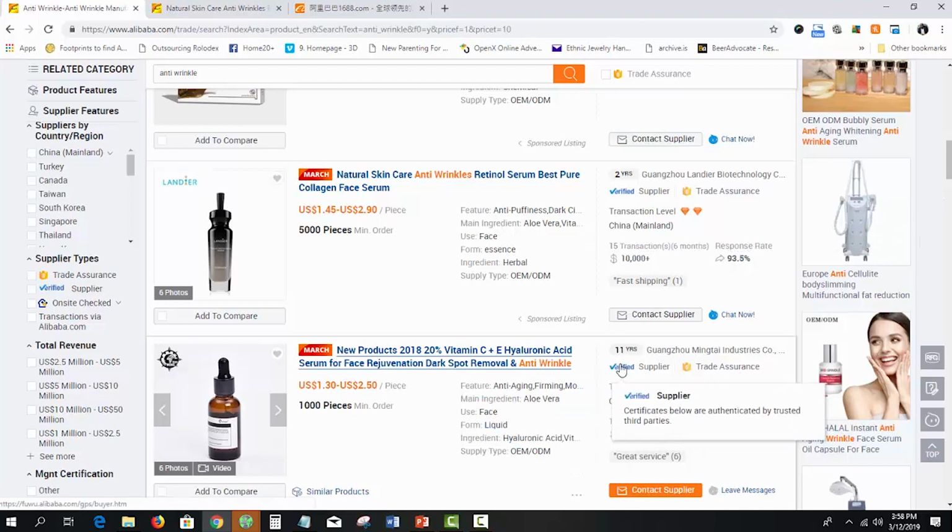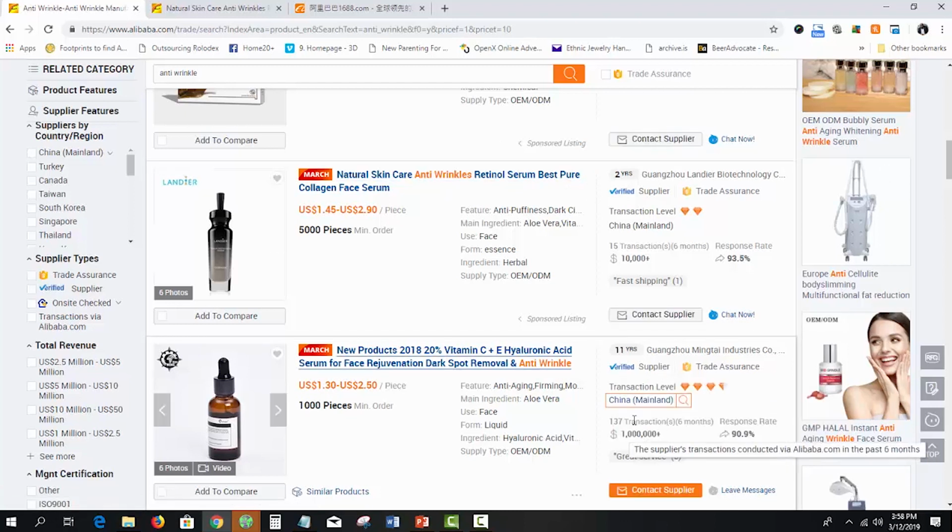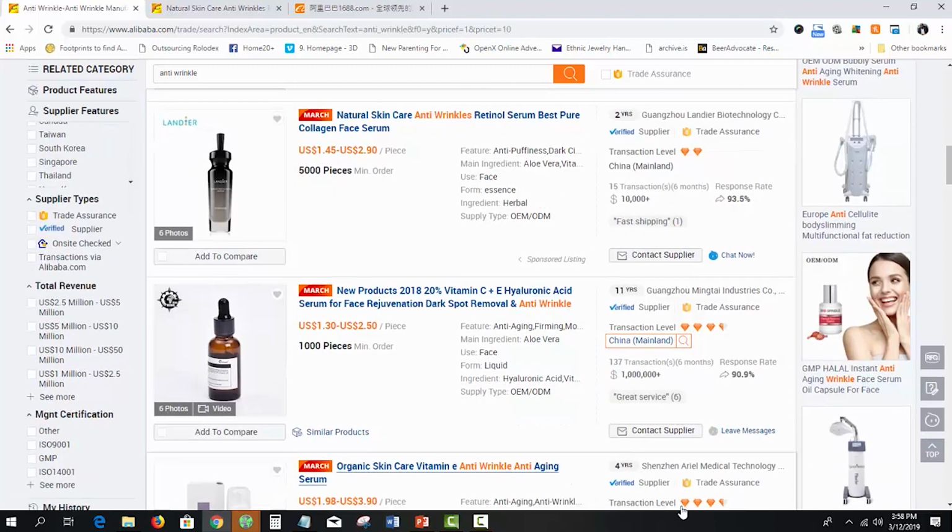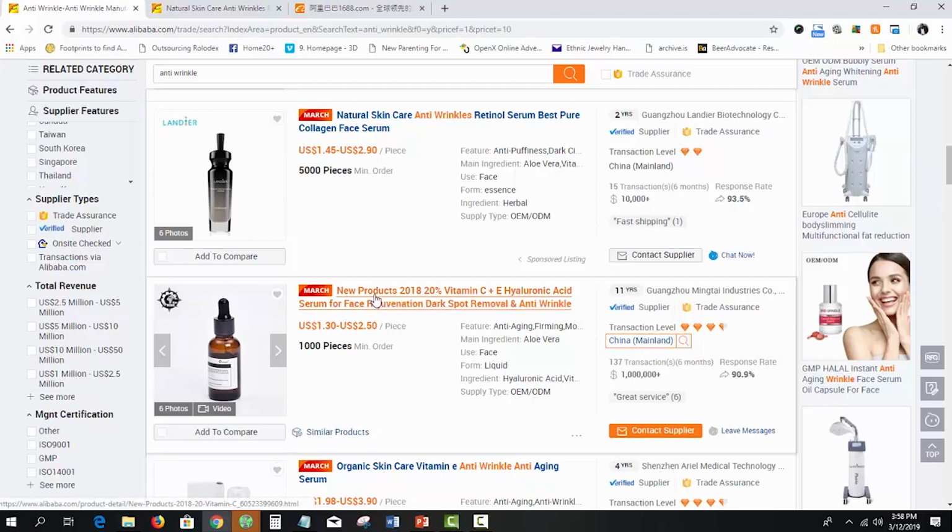They're verified supplier. So verified supplier means that all their certificates have been authenticated. So their local food administration, all their certificates that show that they know what they're doing have been authenticated by trusted third parties, right? And look at the amount of volume that they have done in the last 6 months. These are people's comments. 6 comments, great service, and so on. So I'm going to open them, and then I'll keep going.